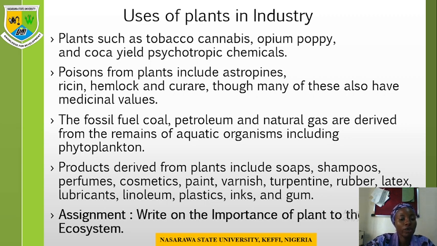We also have fossil fuels: coal, petrol, and natural gas. They are all derived from remains of aquatic organisms, the phytoplankton, which are plants that live in water. Products derived from plants include our normal soaps, shampoos, perfumes, cosmetics, pens, varnish, turpentine, rubber, latex, and lubricants. You can list a lot of them that are being derived from plants.